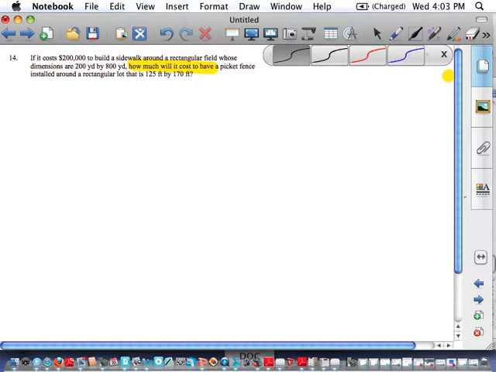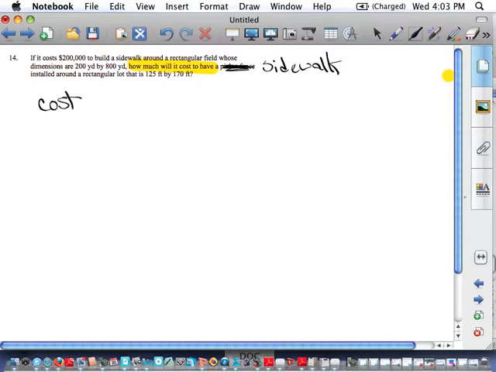I think I have to change something. This should be a sidewalk. That doesn't make sense there. That should be a sidewalk. Sorry about that. Okay, so I'm looking for the cost. So I'm going to be comparing the cost to the perimeter.